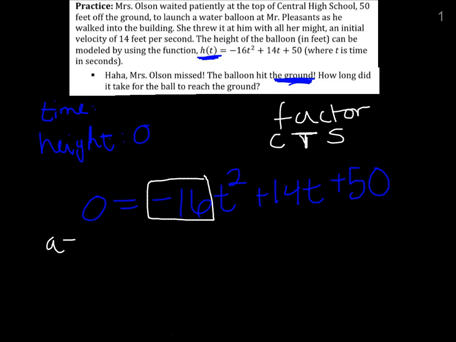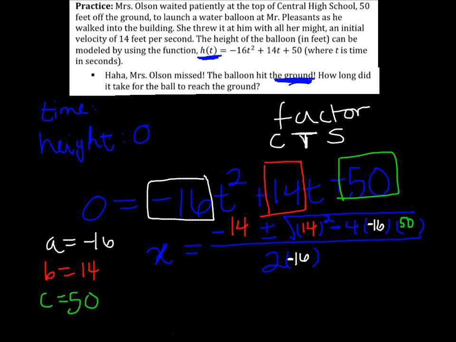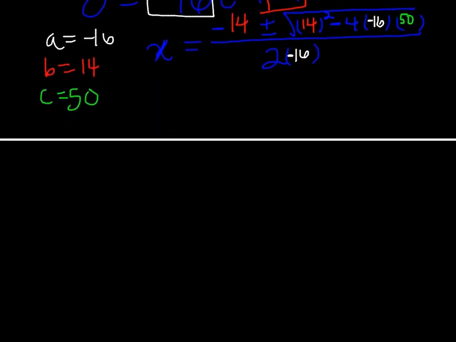A is negative 16. Be careful that you keep that negative with it. B is positive 14. And C is 50. Positive 50. So we say C equals 50. Alright, I'm going to plug all of these things in for you. Alright, there it is. And don't forget the song. X equals negative B plus or minus the square root of B squared minus 4AC all over 2A. Alright, so there it is.